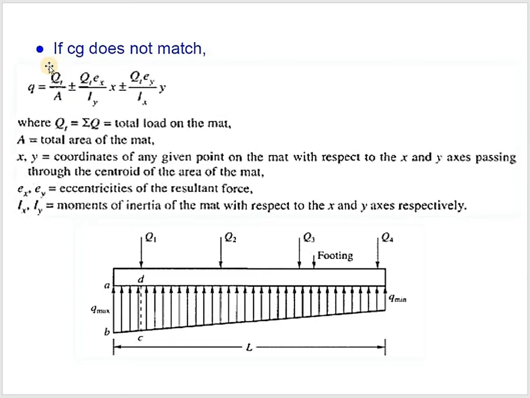If the XY coordinate is given, then you can find the eccentricities for this resultant force, sigma Q, and also you can find the moment of inertia of the mat with respect to the x direction and the y direction. So if you have all these parameters, from that you can find the Q max and the Q minimum, that means you have the maximum as well as the minimum pressure acting due to this raft foundation, and you plot it like this.